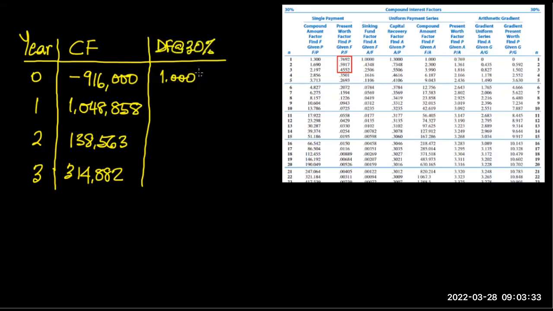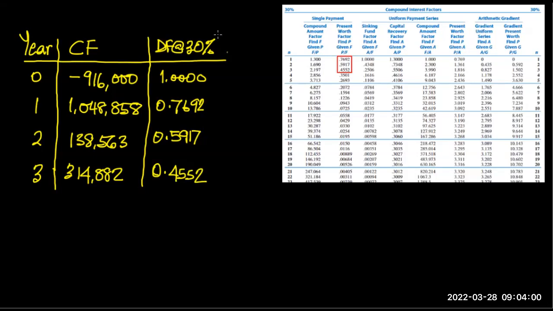For year 0, the discount factor is always a constant 1. So we have 0.7692 for year 1, 0.5917 for year 2, and 0.4552 for year 3. You get it? Okay, I'm just showing.